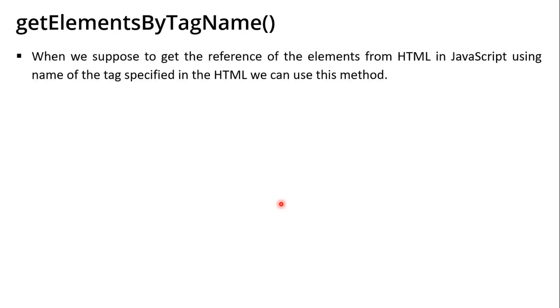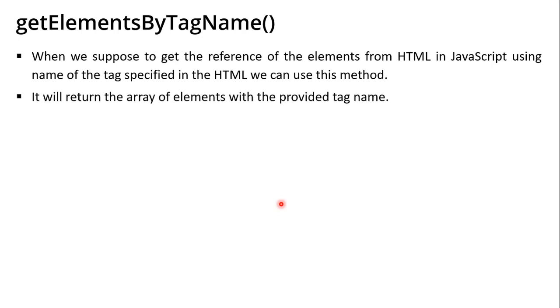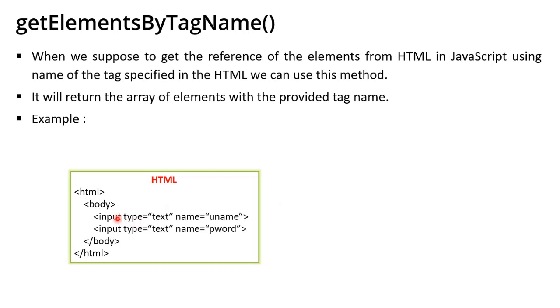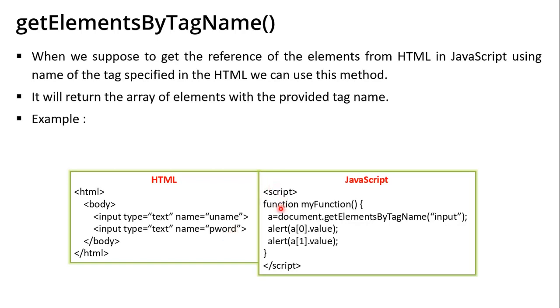Next, getElementsByTagName. When we want to get the reference of elements from HTML in JavaScript using the name of the tag specified in the HTML, we can use this method. It returns an array of elements with the provided tag name. Here we have an input with type text and name username, and an input with type text and name password. We provide the username here and the password here. For that, the function uses document.getElementsByTagName, where we provide input, then alert a[0].value and a[1].value. So here we have the username and here we have the password. This is getElementsByTagName.